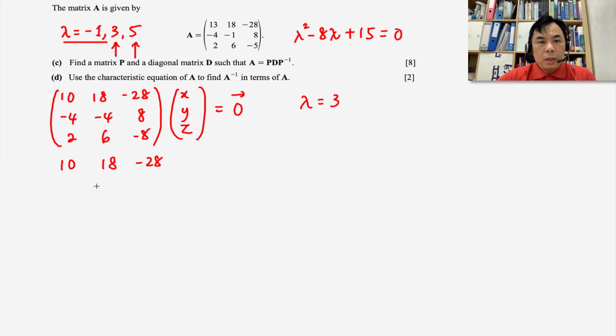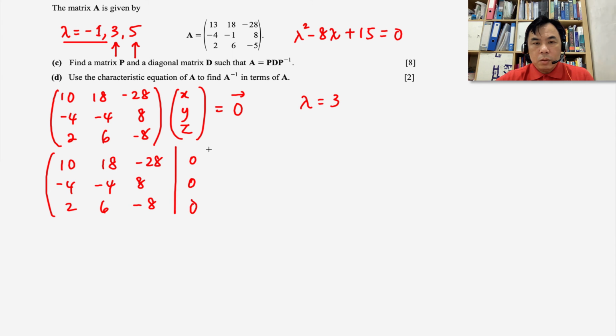Negative 28. All right, usually we will write that down as the, let me see here. Because the result is 0, so I'm going to write down here is 0, 0, 0. 0, 0, 0 is the right hand side result. So I'm going to write that down as an augmented matrix.